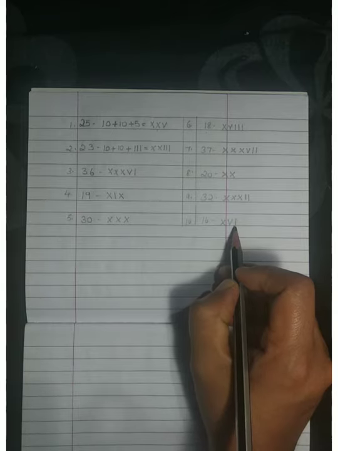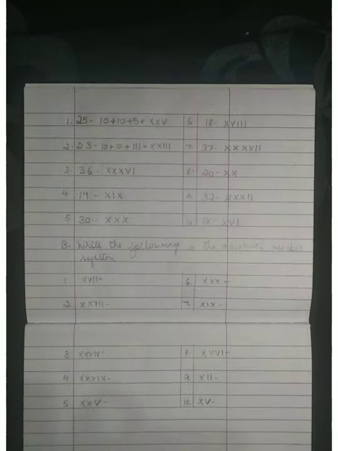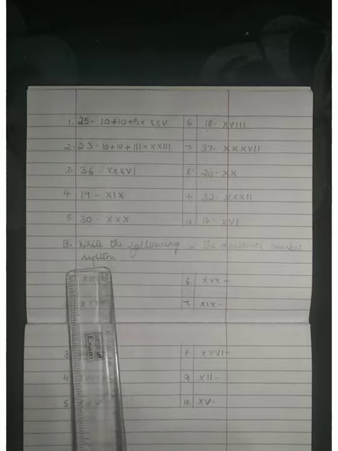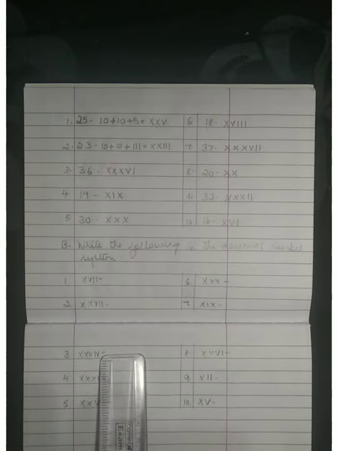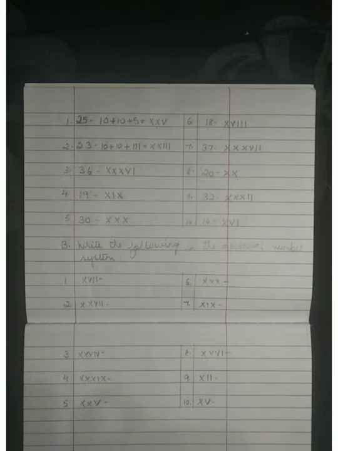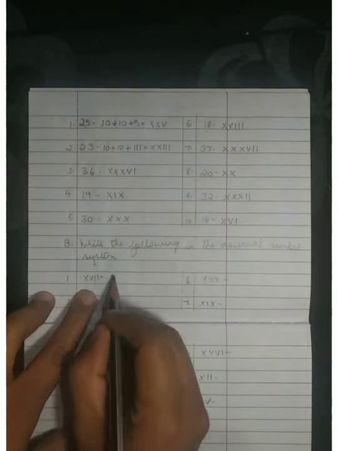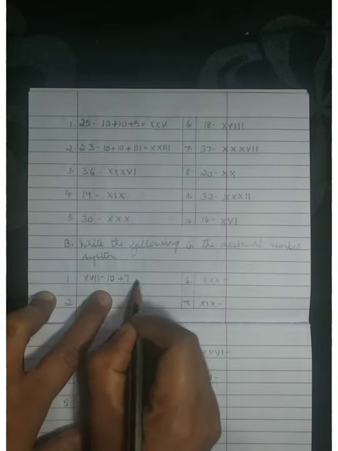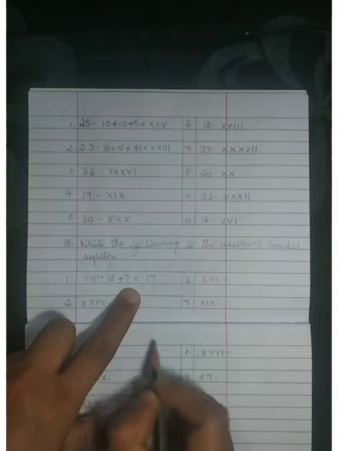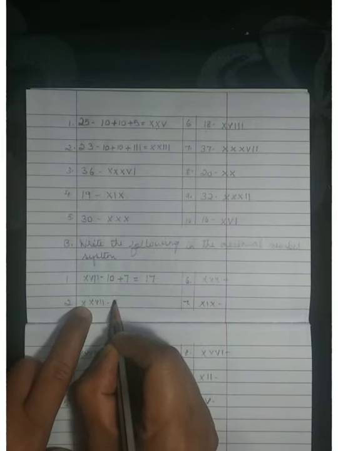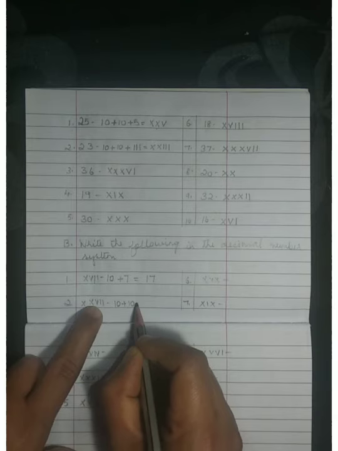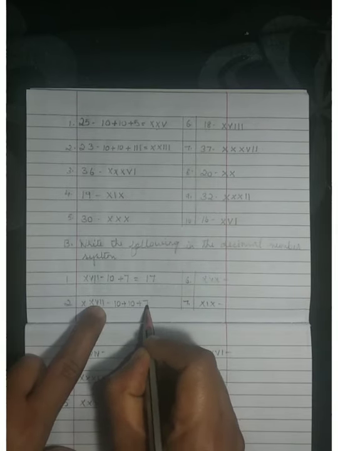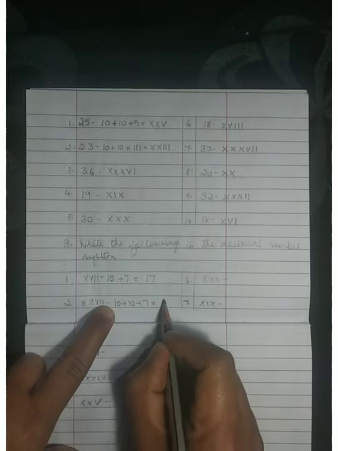Please copy down the heading of the second main, children. I have written the questions here. Write the following in the decimal number system. Decimal number system means in numerals you have to write it. I've written the questions. Shall we start, children? The first one, X is 10, V is 5, VII is 7. So 10 plus 5 plus 7 is equal to 17. The next one, XX, 10 plus 10, and VII is 7, is equal to 27.